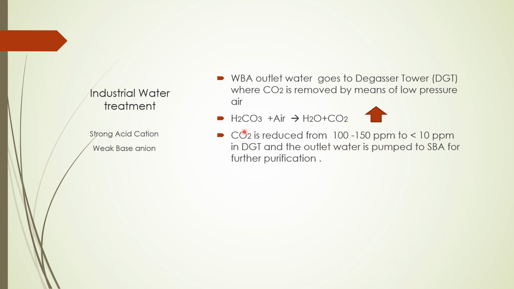All three give carbonic acid, which is removed in the degasser tower itself. It will reduce the load of the SBA. The outlet water is then pumped to SBA for further purification. As the degassed water is collected at the degasser tower bottom sump, we have to use a pump for SBA service.